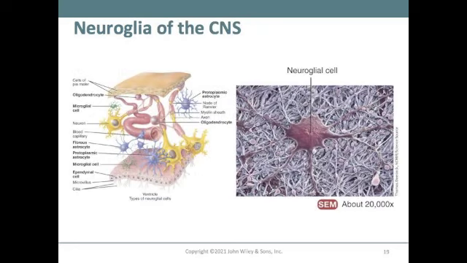Page 427, figure 12.6. Let's look at the scanning electron micrograph first. So we're looking here at this neuroglia cell, which looks kind of like a cell body, right?